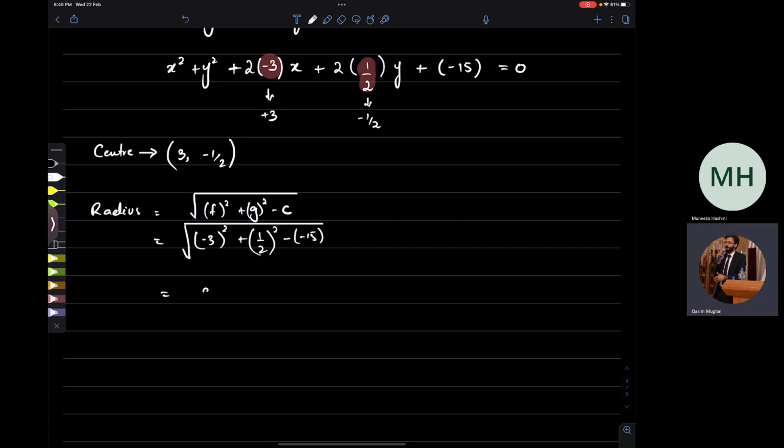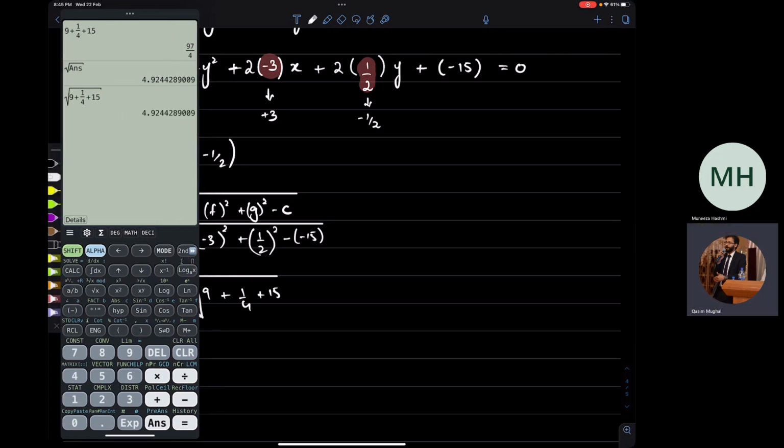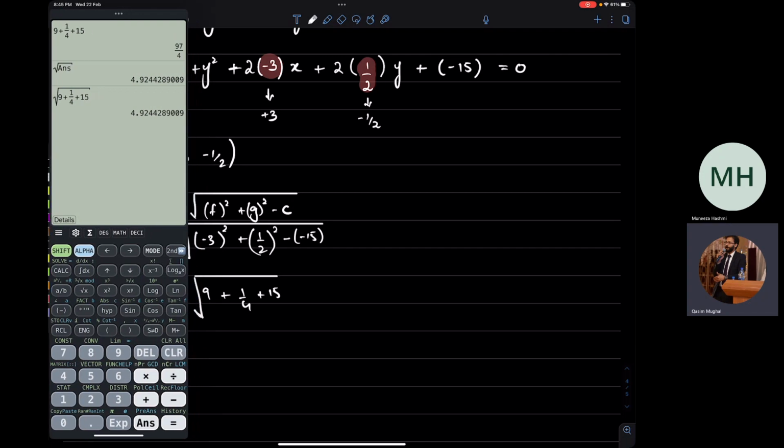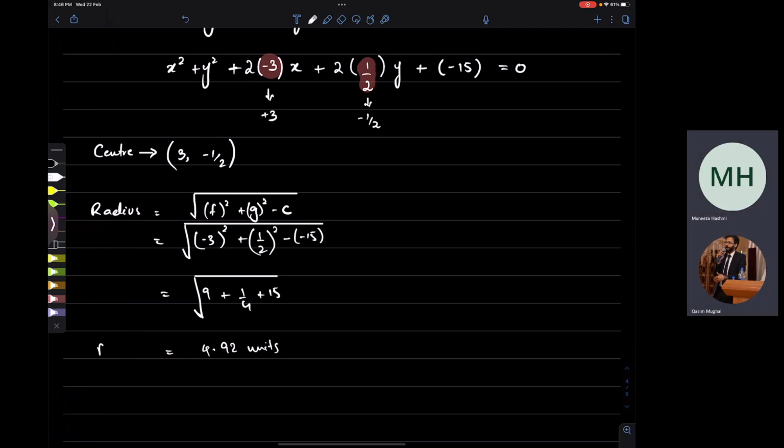That's going to leave you with 9 plus 1 over 4 plus 15 and then the root of it. So that is going to be root of 9 plus 1 by 4 plus 15, and you will eventually end up with the same answer as you got earlier, which is going to be 4.92. Yes, that is going to be the radius of the particular circle.